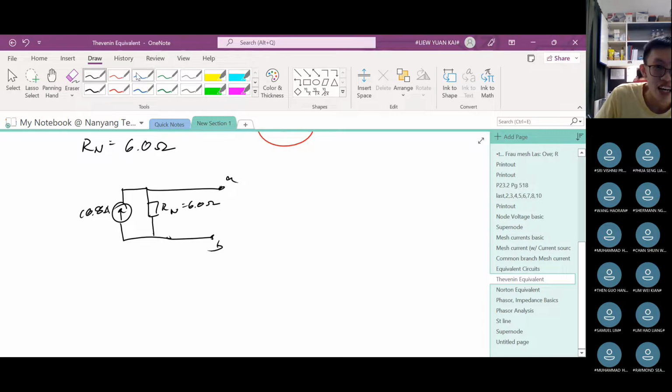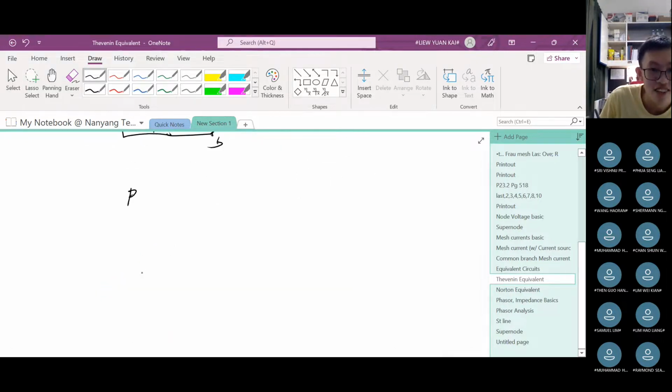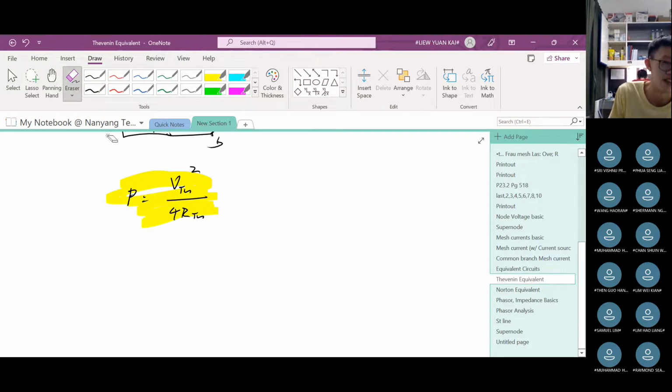So to find the max power transfer, you just remember this formula. So power equals V Thevenin squared over 4 times R Thevenin. Just like that. Remember this formula and all will be done. I think Professor Domenico went through a derivation, right? But no, that's too time consuming. It's more efficient just to remember this.